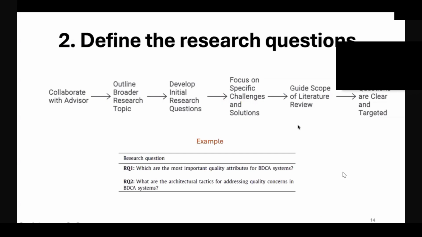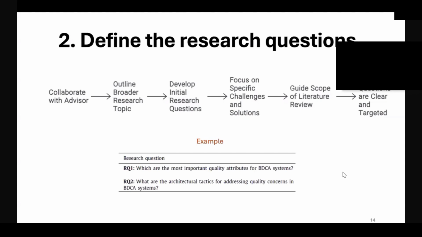Step 2 is defining the research questions. Now, this is, I would say, the toughest part, because it's very important that you define the right set of questions. If your questions are not good enough, the rest of the effort would go in vain. Especially for early career researchers, defining the right set of questions is quite challenging.